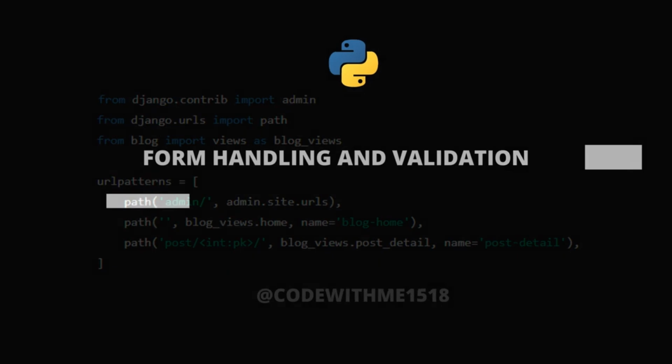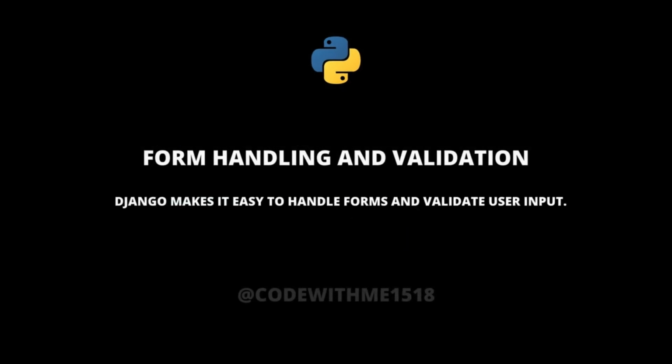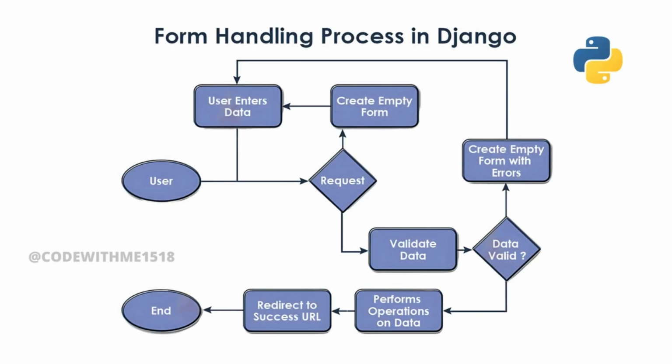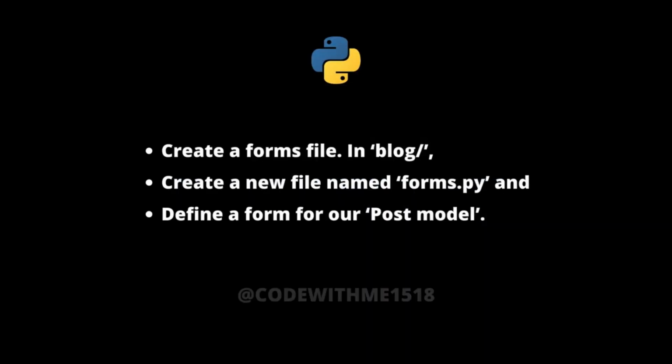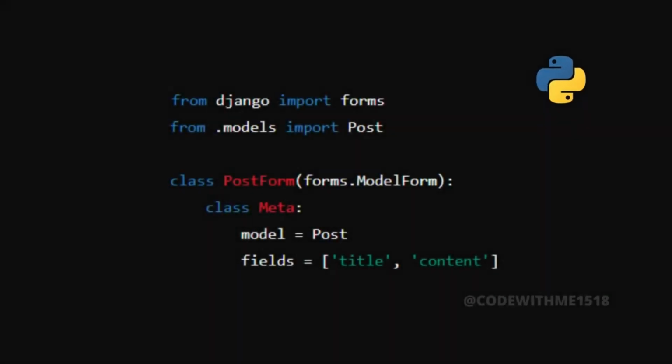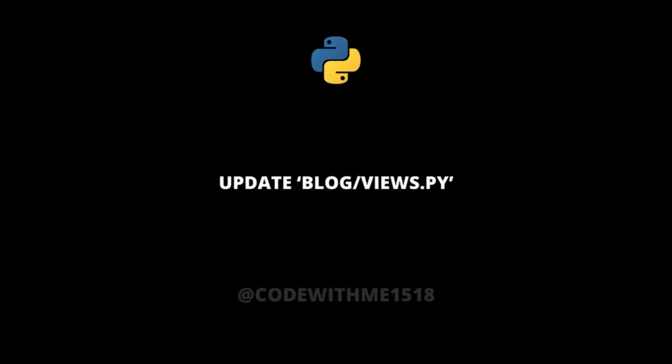Now let's move on to form handling and validation. Django makes it easy to handle forms and validate user input. We'll create a form to allow users to create new blog posts. First, create a forms file. In blog, create a new file named forms.py and define a form for our Post model. Next, create a view to handle the form. Update blog/views.py.